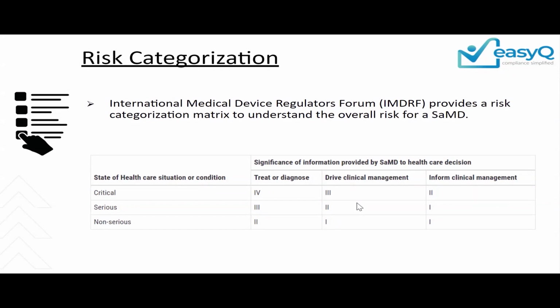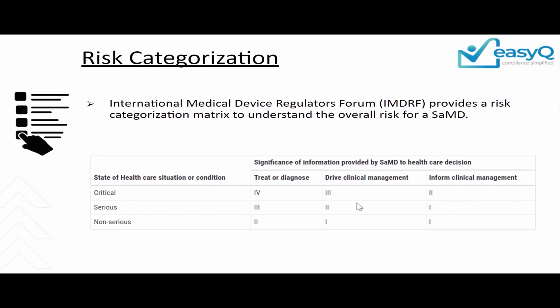So keeping these two things in mind, the IMDRF came up with the risk scoring, that what would be class 1 versus what would be class 4. Now, why is this important? It is for a simple reason. This acts as an input for manufacturers to then understand what would be the criticality of their product. Based on that, the rigor on the risk management should be accordingly defined.